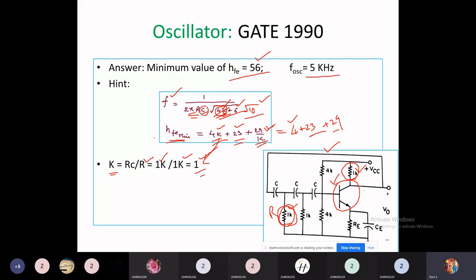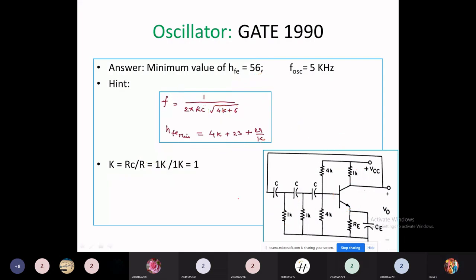Before I conclude, I would like to clarify one important point here. You can notice that in this RC section we have R of 1 kilo ohm. Here it is R of 1 kilo ohm. But here the value of R is given as 4 kilo ohm. Then in this formula, should I take 1 kilo ohm or 4 kilo ohm? This resistance is selected by considering various resistances of the amplifier also. That is why it is replaced by 4 kilo ohms.